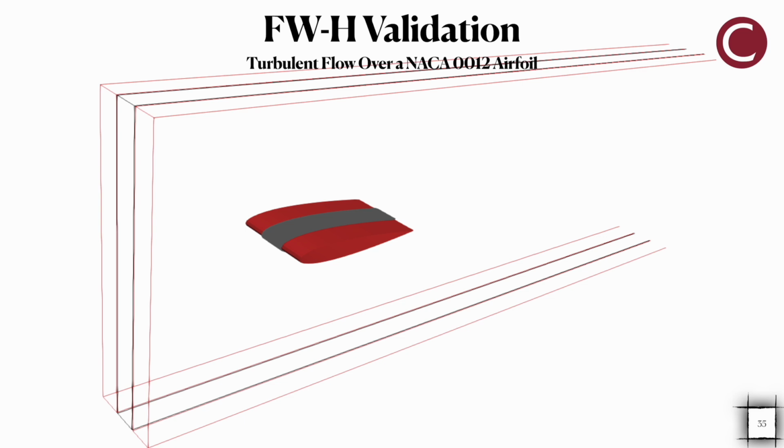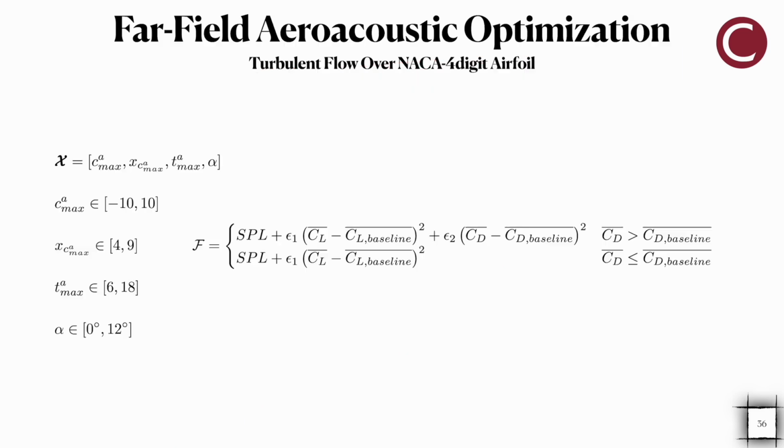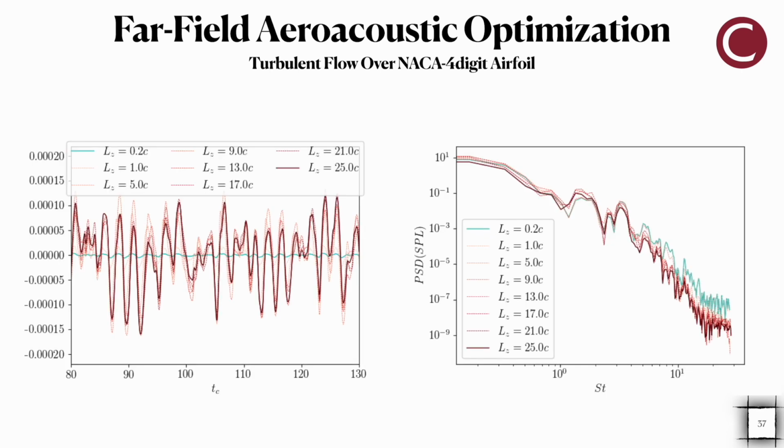Again, we did the far field aeroacoustic shape optimization using a NACA 4-digit airfoil, and the observer is now located 10 chords below the trailing edge. We have the same objective function. Here we didn't know how many duplications we needed, so we used different data surface duplications in the spanwise direction and then compared the results to see when it converges.